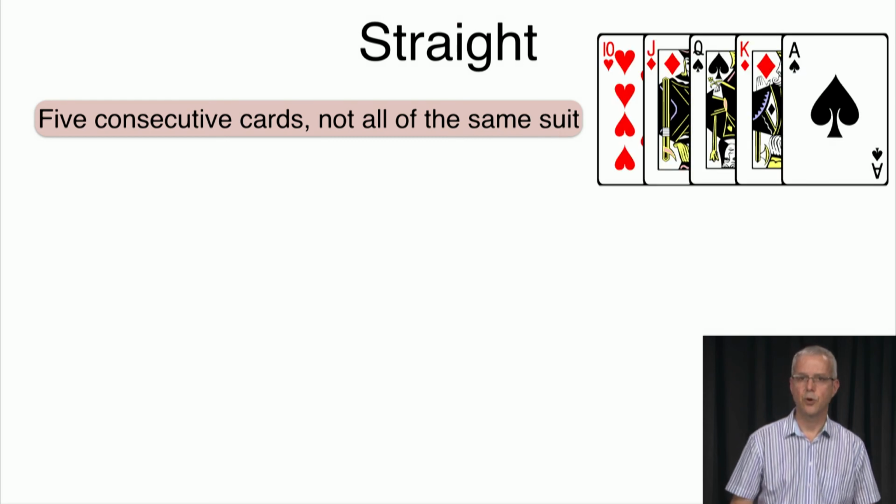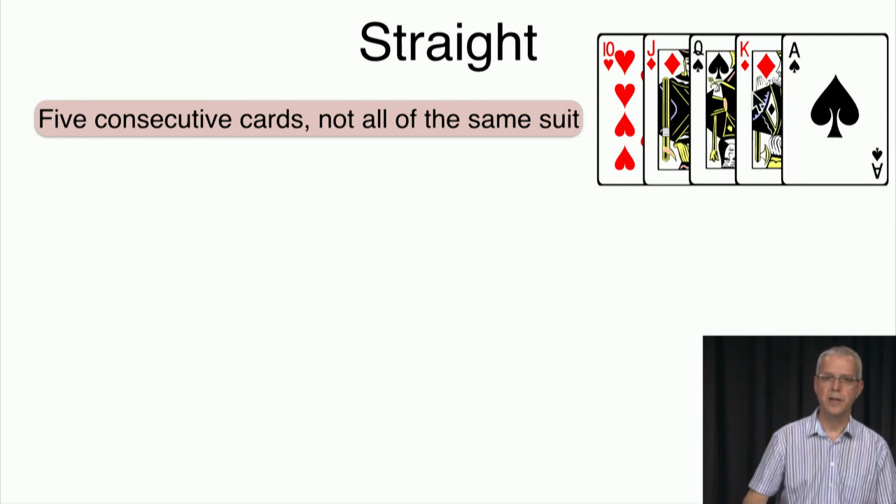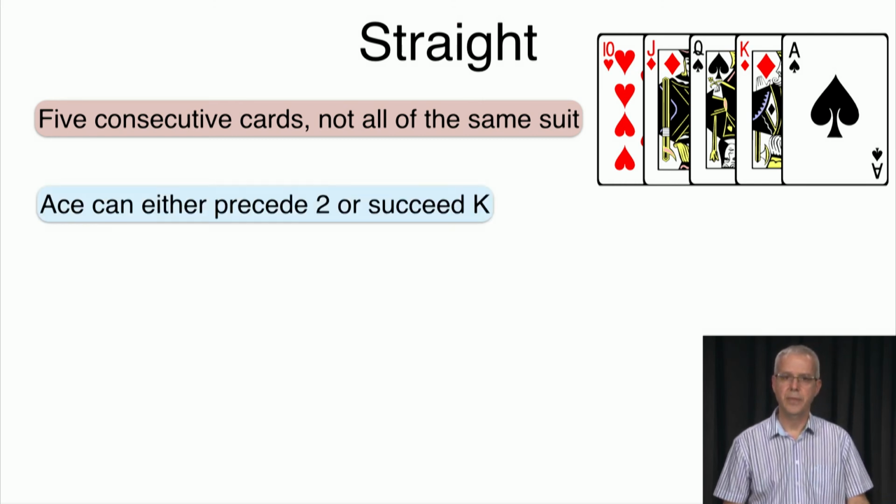Okay. So here is an example. We have 10, jack, queen, king, and ace. They are consecutive, but they're not all of the same suit. They're not all hearts, they're not all spades, and so on. Okay, so how many are there? Remember that in a straight, an ace can either precede the 2 or succeed the king. So like here, it goes after the king. We can count it both ways.